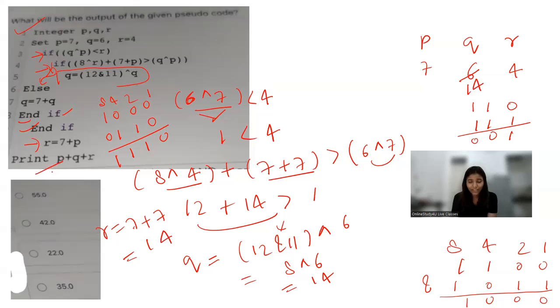At the last line, we need to print P plus Q plus R. So P value was 7 only, right? Plus Q value was updated to 14, plus R is updated to 14. So 14 plus 14 will be 28. 28 plus 7 will be 35. Right? So 35 will be the correct answer, option number 4.